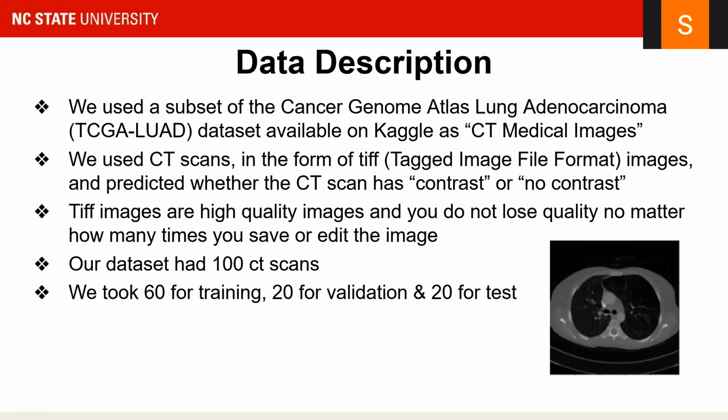We used a subset of the Cancer Genome Atlas lung adenocarcinoma dataset available on Kaggle as CT medical images. From the dataset, we took CT scans as tagged image file format, TIFF, to predict whether a CT scan has contrast or not. TIFF images are preferred in the medical industry because they are high quality images and do not lose their quality even after being edited multiple times. Our dataset consists of 100 CT scans, and from these 100 scans, we took 60 for training, 20 for validation, and the remaining 20 for test.